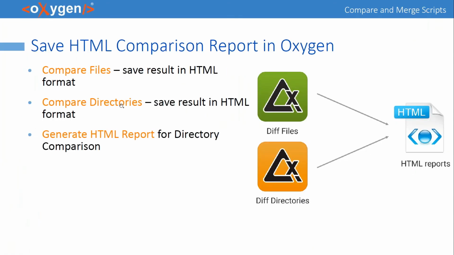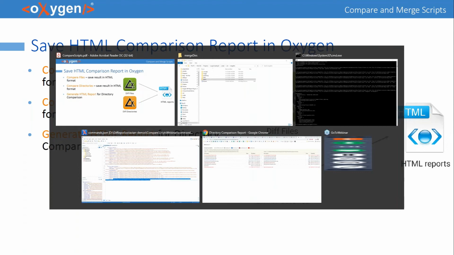Then we'll go further to the support that we added in Oxygen. So based on the support that we have on the command line scripts, we added support to save also the result that we have when we compare from Oxygen and output it as an HTML report. And we added this in the compare files, in the compare directories, but also we added a tool that allows to generate such a report directly from a user interface in Oxygen. And I will show you an example for this.